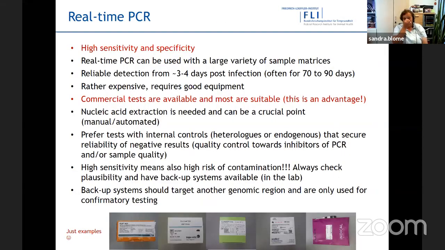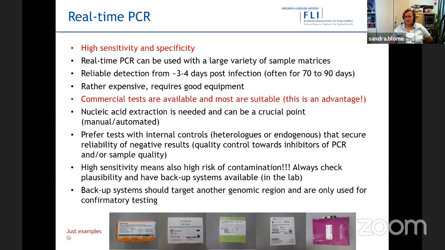Look at the real-time PCR. Real-time PCR has a high sensitivity and specificity, and it can be used with a large variety of sample matrices. Reliable detection is possible from roughly 3 to 4 days post-infection, and it's also possible for very long, roughly 70 to 90 days. If you look at some drawbacks, it's rather expensive and requires good equipment. We now have commercial tests available, and most are suitable.